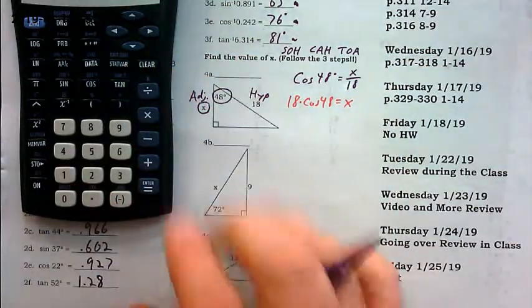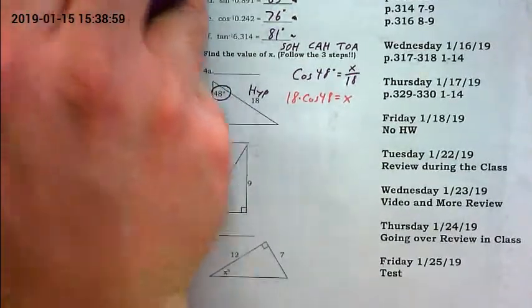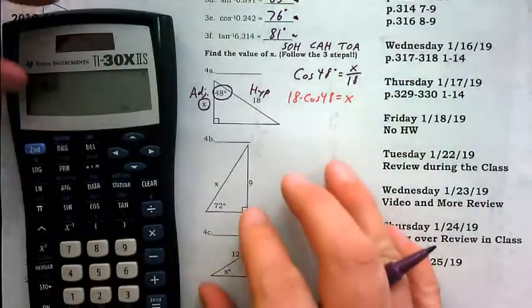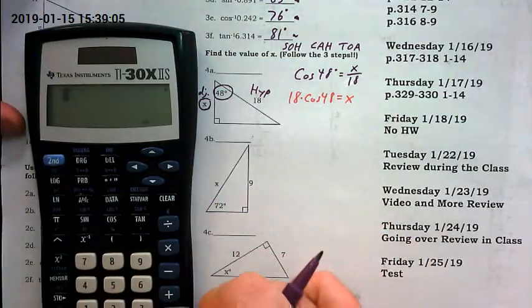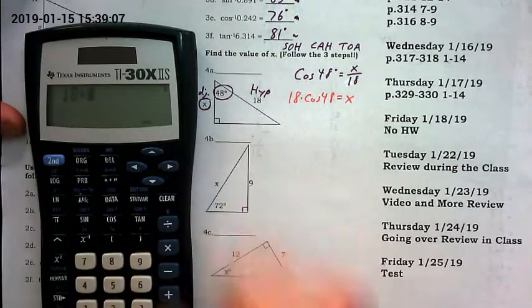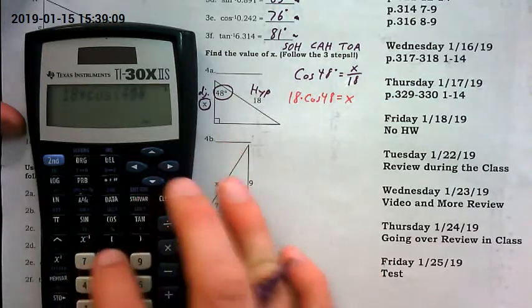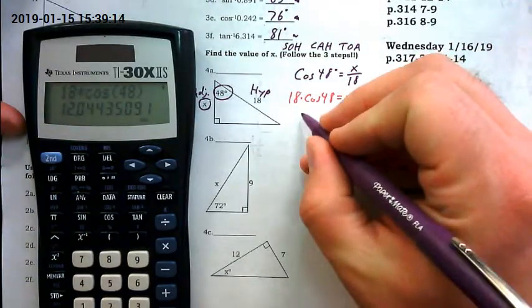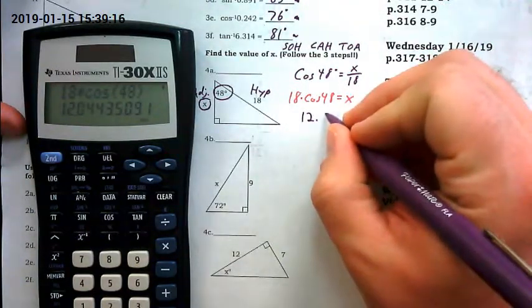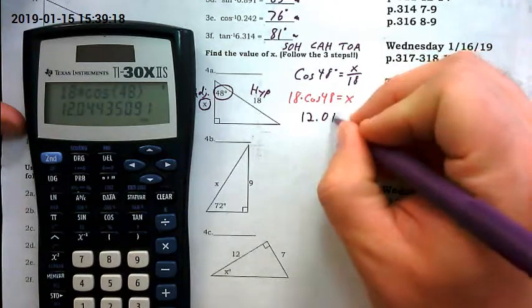So, if I clear this out, we're going to type this one in now. We have 18 times cosine of 48. And that's going to give us 12.044.